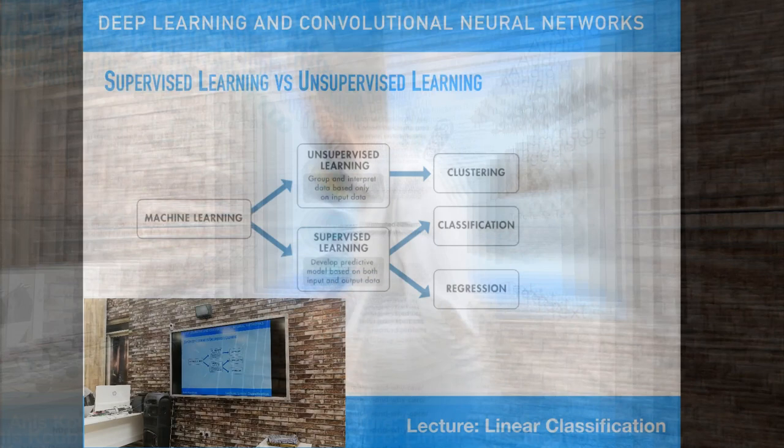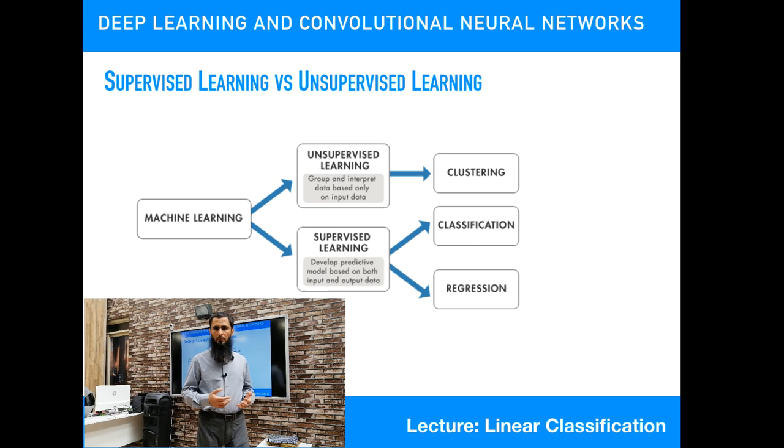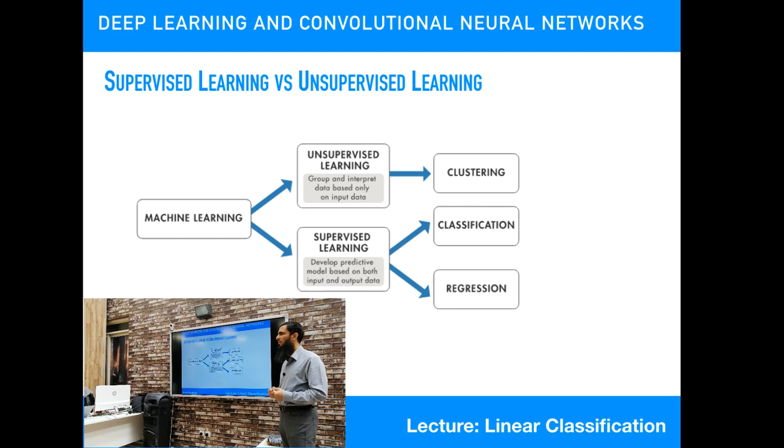Now, when we talk about machine learning, we have two types of learning, or two main categories, what we call supervised learning and unsupervised learning. Okay, so what does it mean, supervised and unsupervised? In supervised, we actually do have the data and labels. Okay, we develop a predictive model based on both input and output data. I already have the data and the corresponding output.